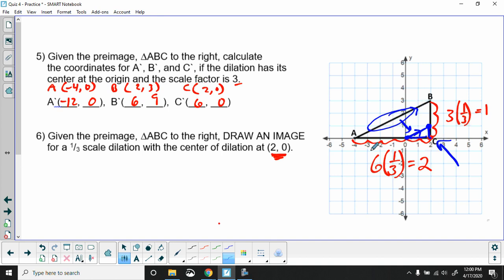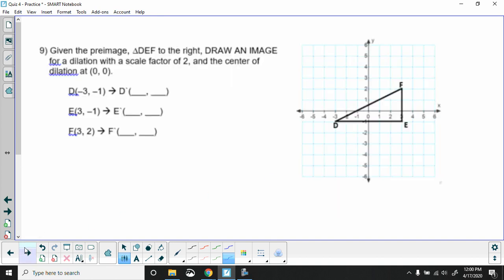Given the pre-image triangle DEF to the right, draw an image of the dilation with the scale factor of 2 with center of dilation at 0, 0. So again, all we have to do is multiply by 2. Put 2 on these little arrows real quick.